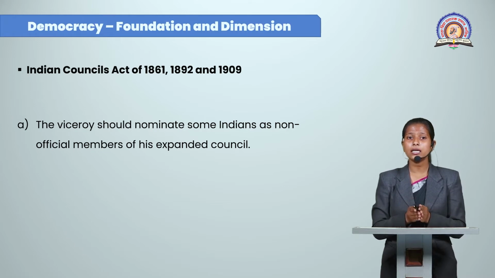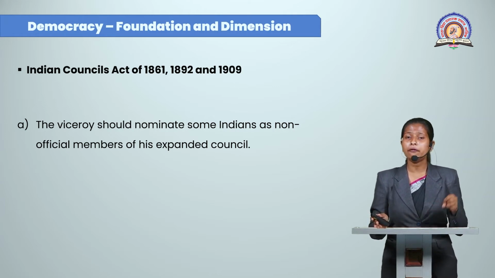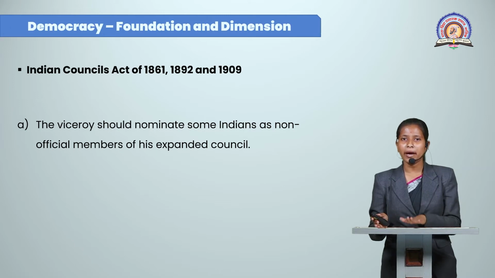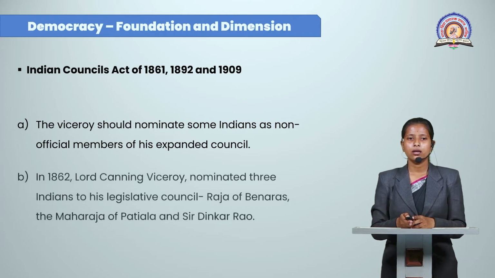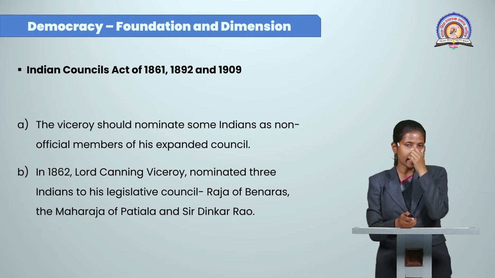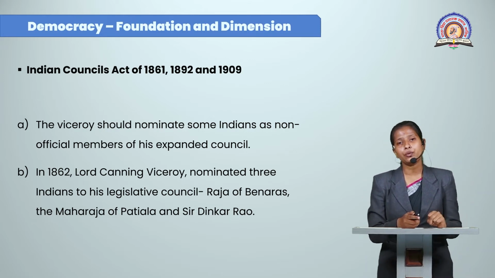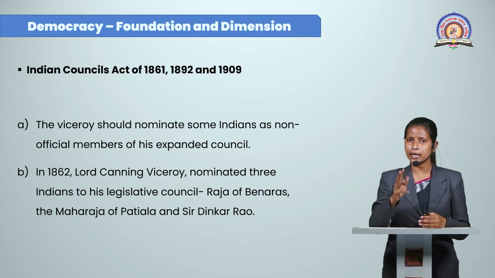Now with the Indian Councils Act of 1861, the Viceroy was empowered to nominate Indians as non-official members because the council was expanded. Only non-official members. The 15 members remained the same, with official members, and non-official members were added to manage the strength. Now, in 1862, Lord Canning, who was the Viceroy at that time, allowed three additional members in the council of 15 members.